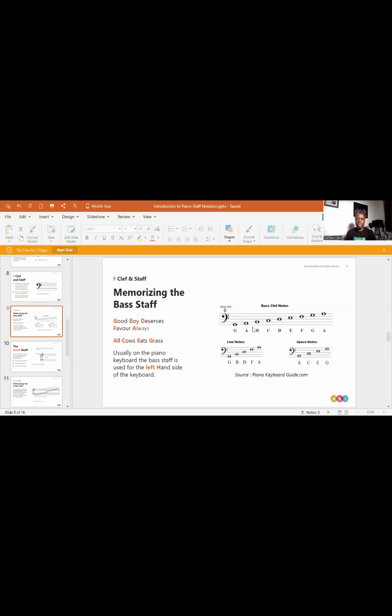In that manner, take note that on the bass staff, the pianist uses the left hand. Use your left hand to play the bass staff conventionally.